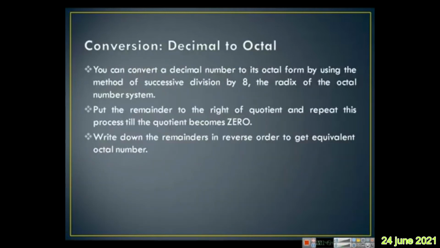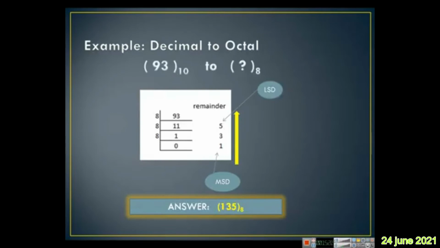Okay, now decimal to octal we will go. You can convert a decimal number to its octal form by using the method of successive division. In case of binary, by 2. In case of octal, by 8, the radix of the octal number system. 8 is the radix. Put the remainder to the right of the quotient and repeat this process till the quotient becomes 0. Same procedure. Write down the remainders in reverse order to get the equivalent octal number. You just see here.